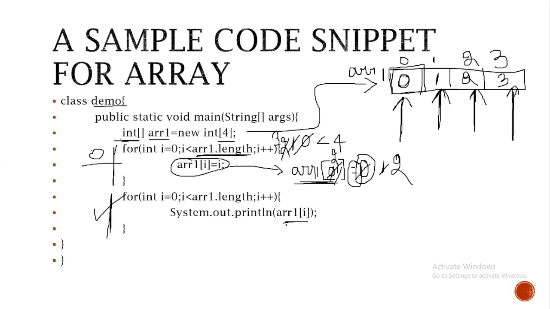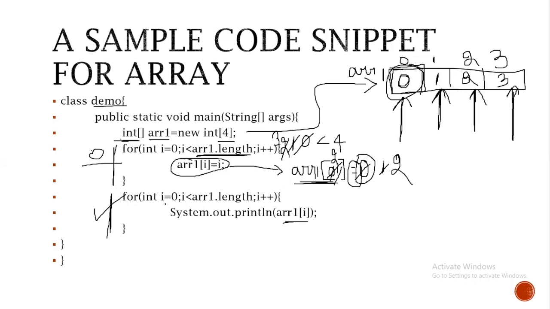We are just doing array 1 of I, which means array 1 of I will point to this block. If it is 0, it will point to this block. If it is 1, it is going to point to this. For 2, it will point to this. For 3, it's going to point to the last block. That's how we proceed. Now System.out.println is going to print the values.